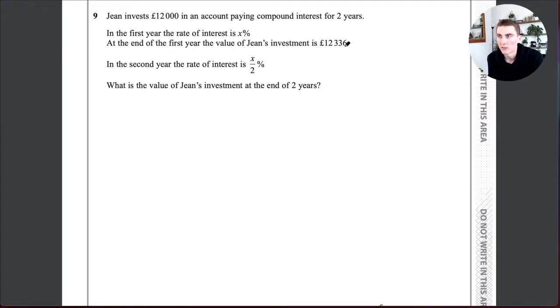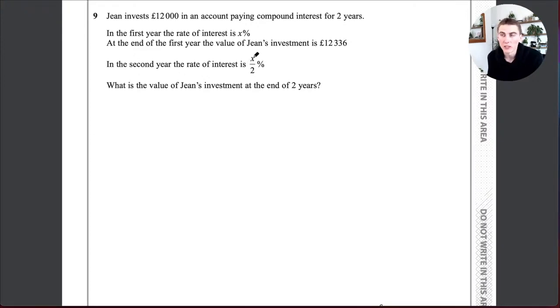So we can see that she's gained £336 in the first year, which must have been because of the interest that she got. In the second year, the rate of interest was X/2, so half of what it was initially. And we need to find what is the value of Jean's investment at the end of the 2 years. Okay, so we already know how much money she had at the end of the first year. So all we really need to do is add the interest that she'd get from the second year onto this, and we'd have the total.